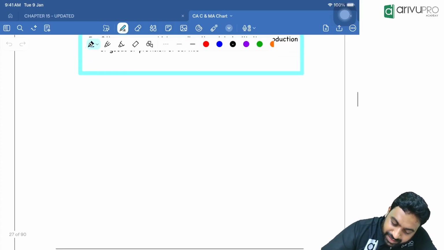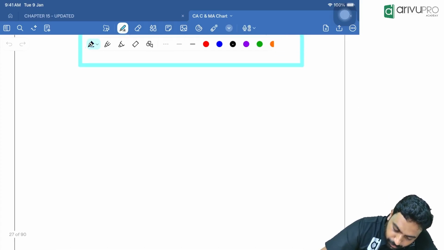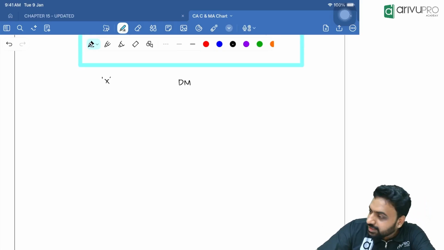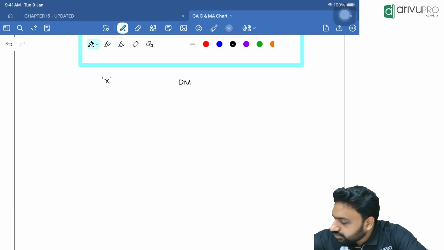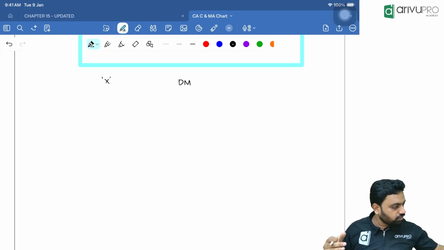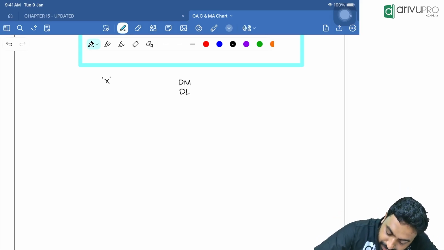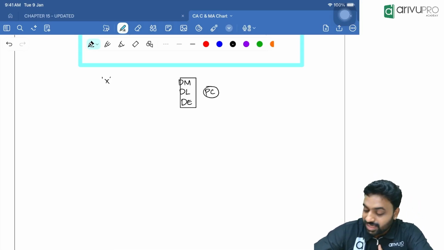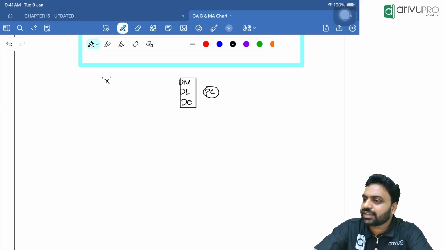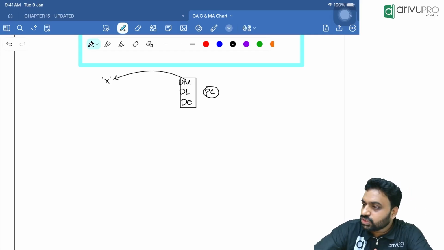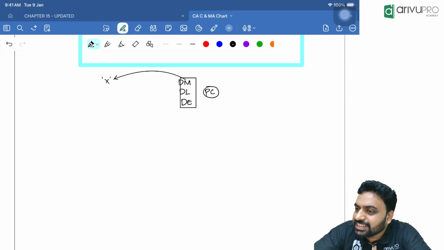Let's say you are producing one product X. That X will have some direct material, some direct labor and some direct expense. These we call prime cost. This prime cost is purely and completely related to which product? Product X. So charging this completely to product X makes sense or no?